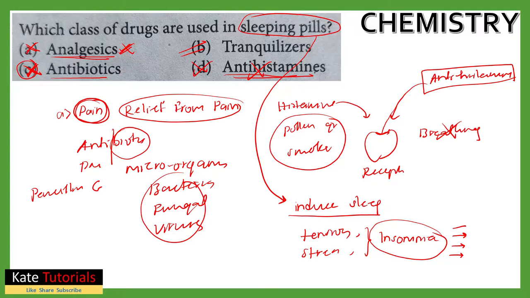So to get that sleep, we give some pills. That pills we call what? Barbiturates, which come under tranquilizers. Tranquilizers are the drugs which help in relieving tension, stress, insomnia, etc., which deal with mental depression. So we use these drugs. So our option is B. If you have studied NCERT clearly, then you can easily answer this question, right?